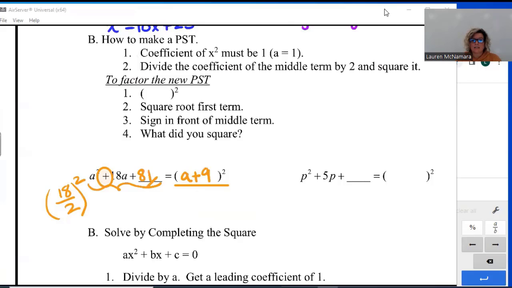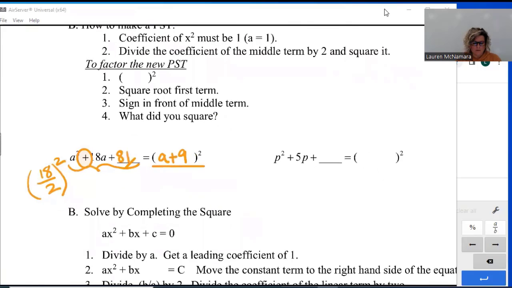All right, let's look at this other example. And I'm going to still do another one too. So is my coefficient of my p squared 1? Yes. I'm going to take my coefficient of my middle term, which is 5, divide it by 2, and square it. This one's a fraction, so leave it as a fraction. Square 5, 25, square 2, 4. So I'm going to add 25 divided by 4.